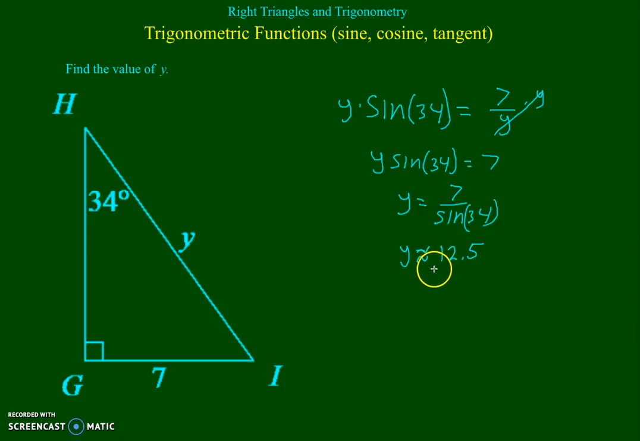So again, just to recap, it was some, old horse. We solved for y by multiplying by y to bring it into the numerator, and then we divided by sine 34 because it's just a number, a ratio. Divide both sides by sine 34, y equals 7 over sine 34, and we put it in our calculator.